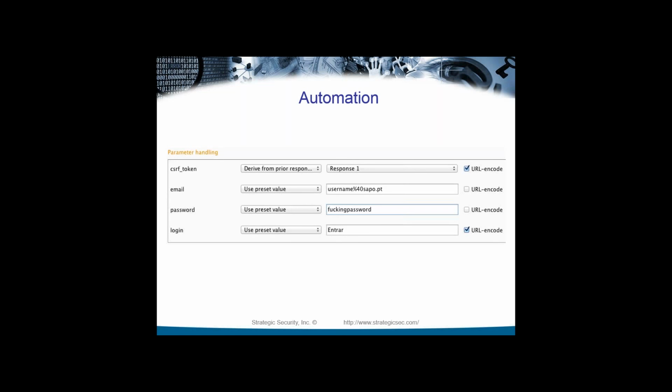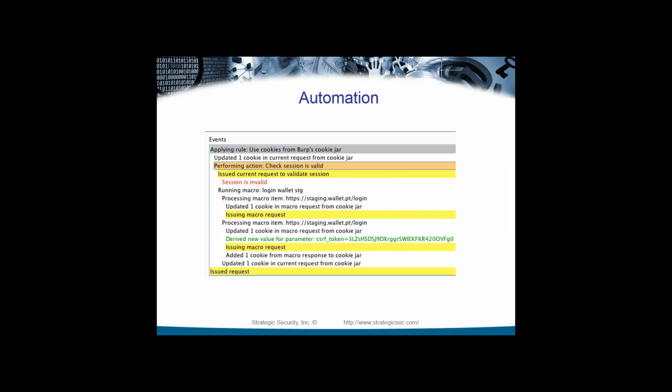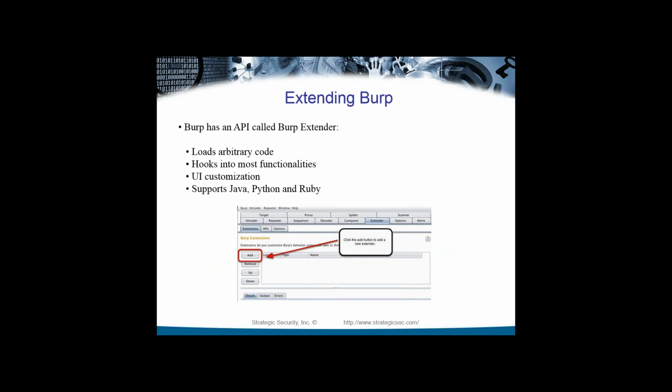So you can see it's got a cross-site request forgery token. You can say derived from the previous response. Go ahead and snatch that thing because it'll probably be required for later on. And then you can set up stuff to have happen at particular intervals. So like if I come across this, do this. Right? You can call those macros.